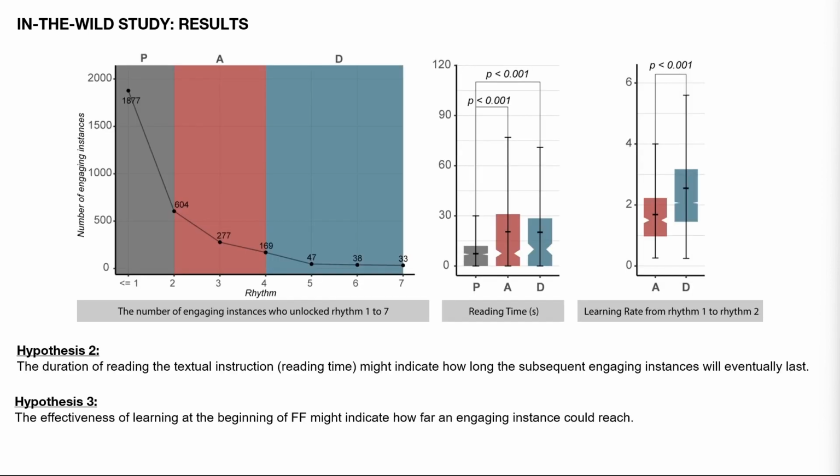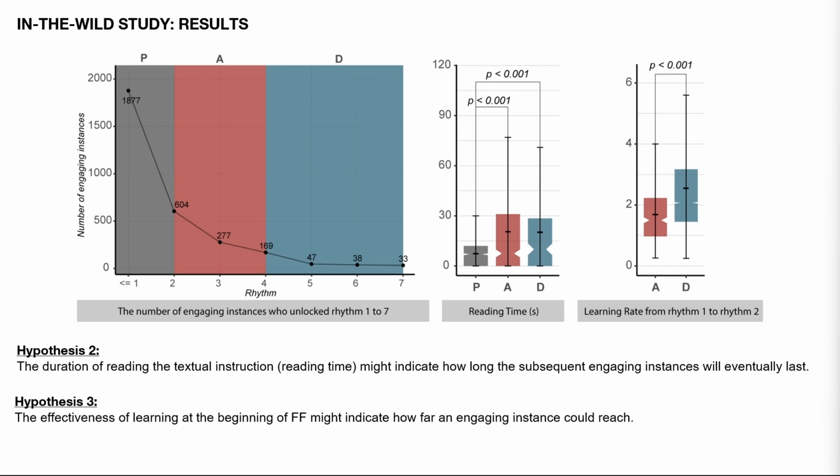Our second hypothesis was that the duration of reading the textual instruction, as seen in the central box plot, might indicate how long the subsequent engaging instances could eventually last. As seen in the box plot on the left, reading time, engaging instances ending in a passive phase had significantly shorter reading time than those ending in the active phase or discovery phase. Thus, passersby spending more time reading the instruction were indeed more likely to engage towards a higher phase.